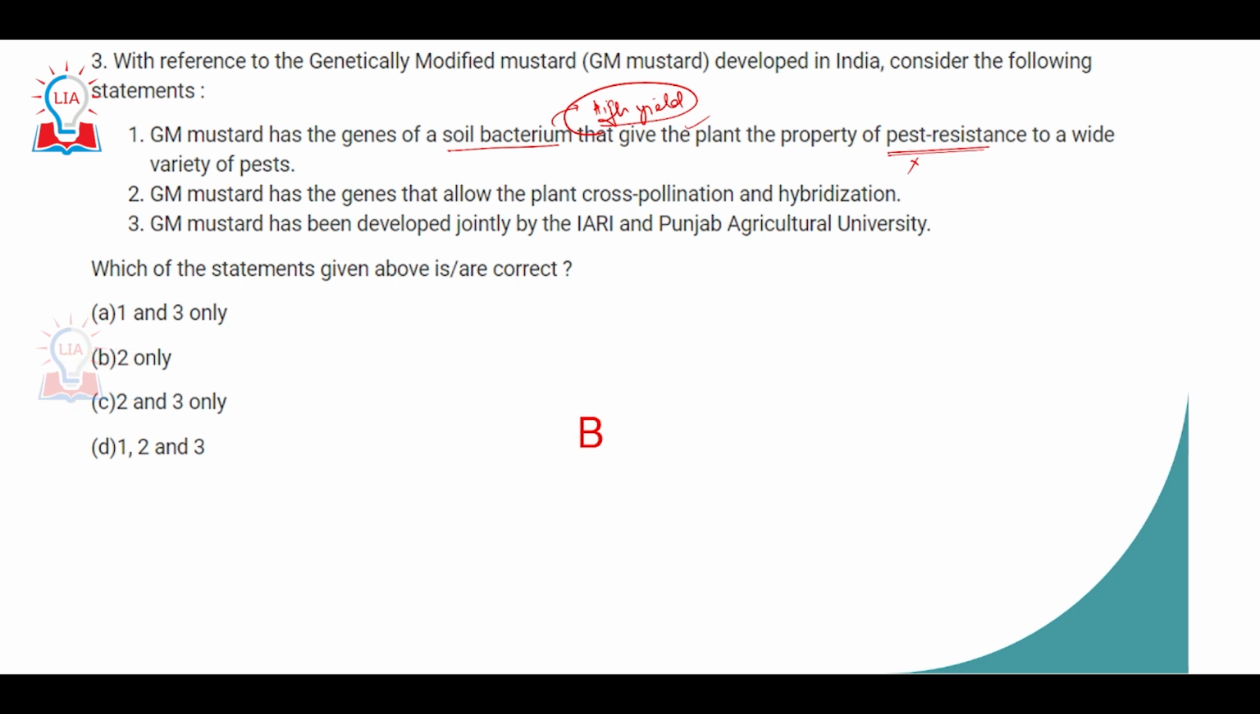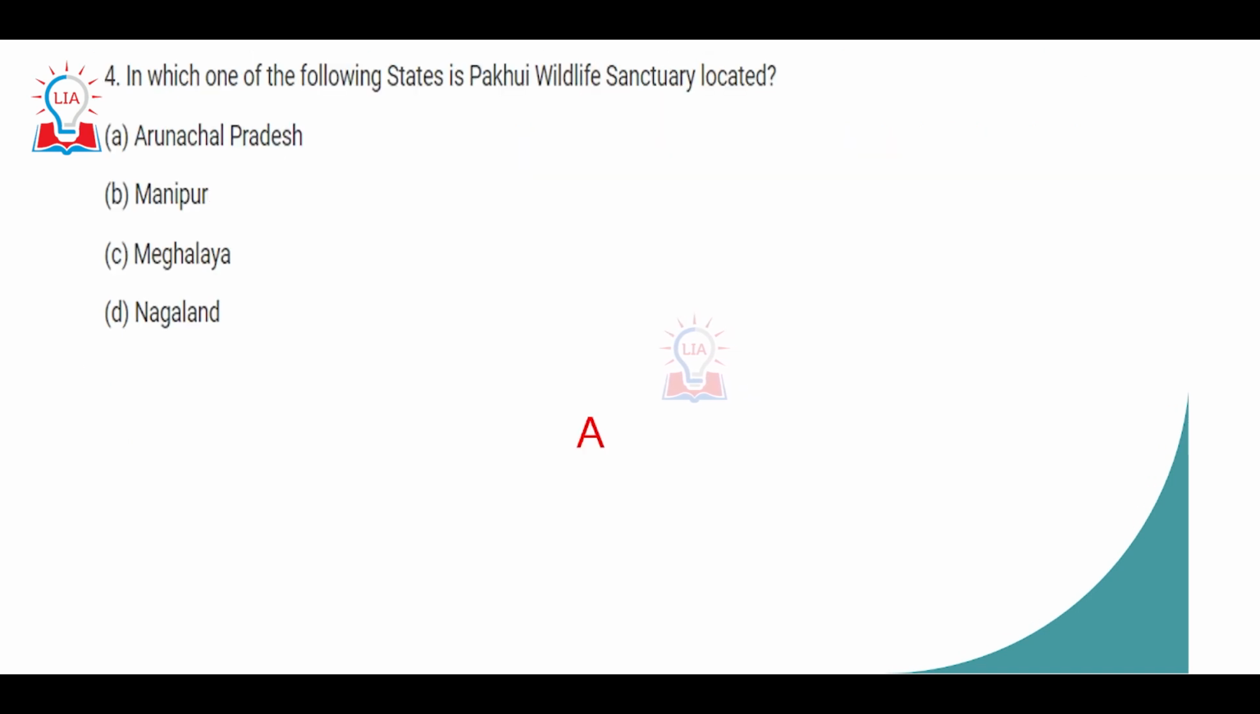Second statement is GM mustard has the genes that allow the plant cross-pollination and hybridization. That is absolutely correct. Third is GM mustard has been developed jointly by the IARI, that is the Indian Agricultural Research Institute, and Punjab Agricultural University. Again, this statement is incorrect. The reason is that GM mustard has been developed by Delhi University, not Punjab University. So obviously the correct option here is D. The second statement is the correct one.